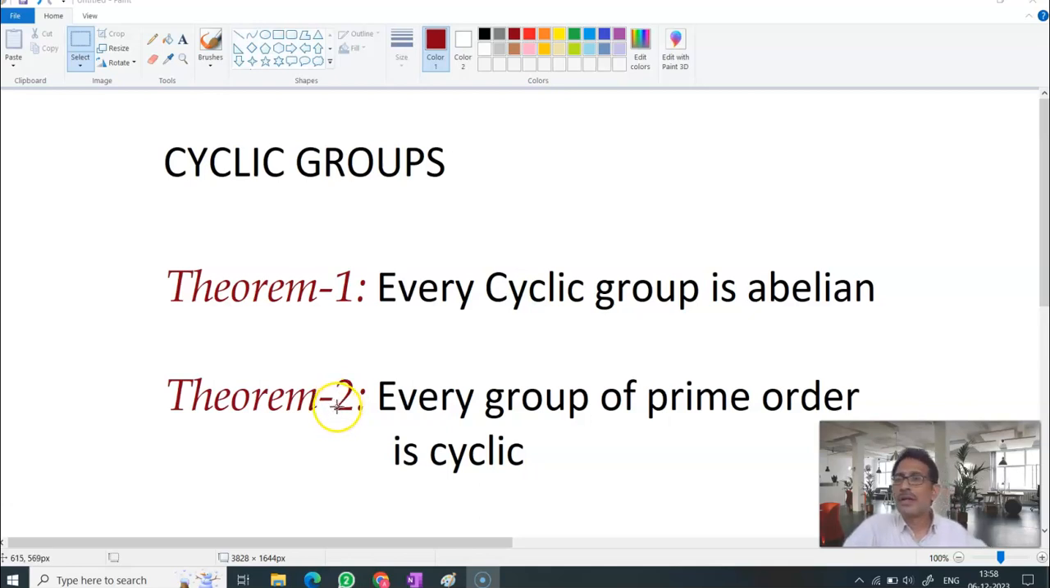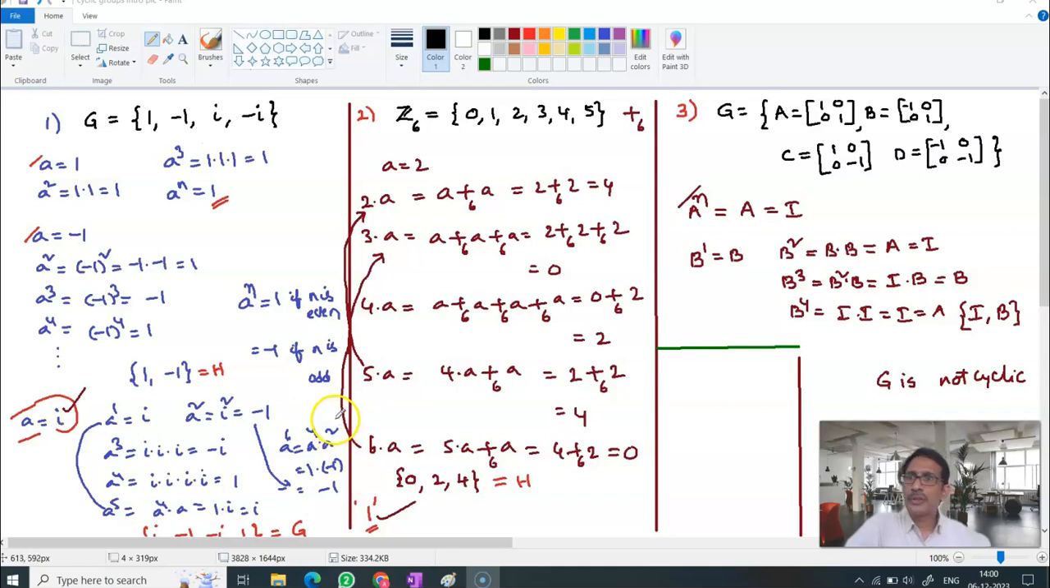Dear students, in this part of the lecture on cyclic groups, we will deal with two theorems. One is every cyclic group is abelian, and the second one is every group of prime order is cyclic. Before going to the actual proof of the theorems, let us recollect the examples. See here, examples 1 and 2 given here are cyclic groups.